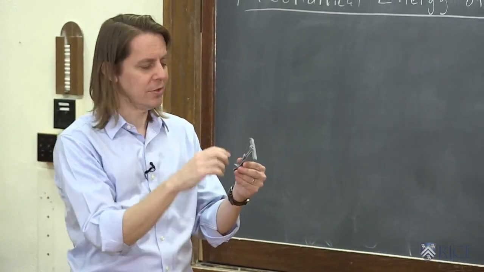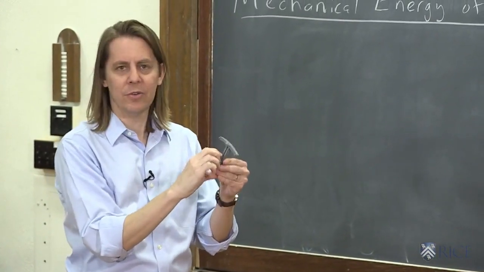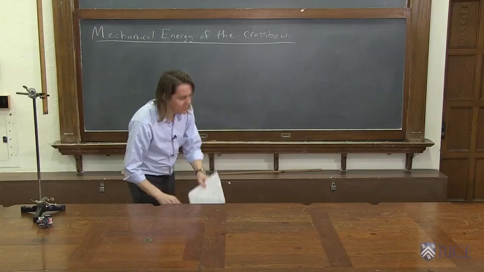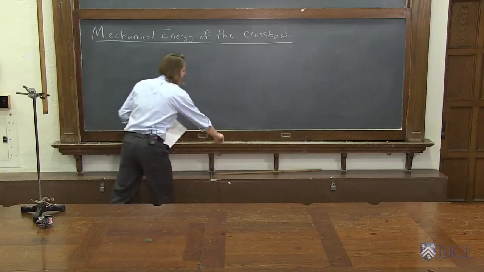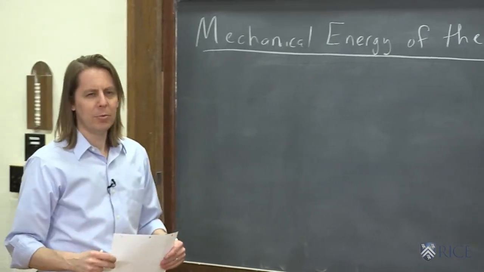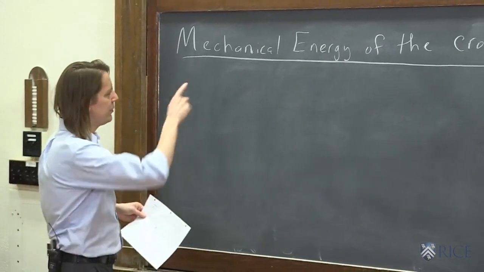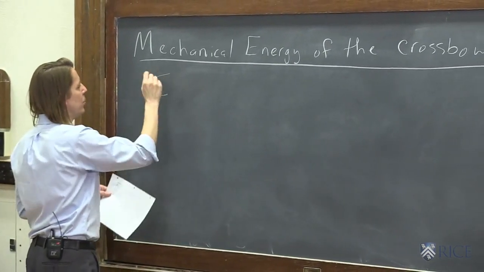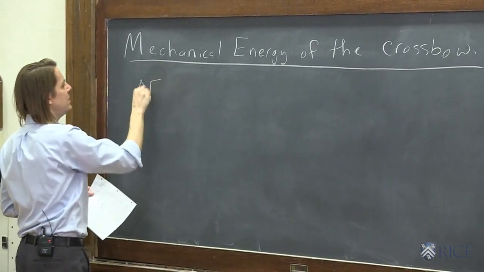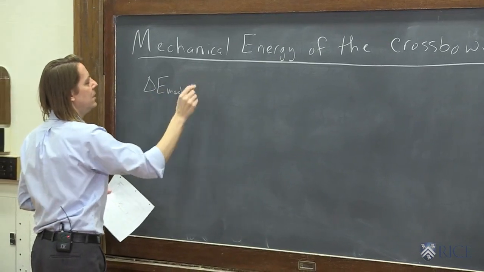We have gravity, if we shoot it straight up, and we also have the springiness of the bow. So first let's calculate and see what we expect to get with some reasonably realistic numbers here. First of all, it's an energy problem. We're going to do it by conservation of mechanical energy. We're going to say that the change in mechanical energy equals 0.